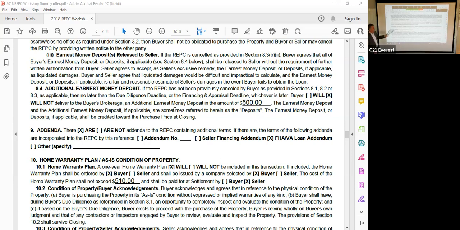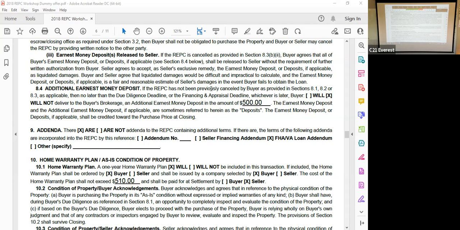But let's say that we had checked the box "will," and that we'd give an additional $500. At what point do we have to get that then? When is that additional earnest money due? No later than the due diligence deadline or the financing and appraisal deadline, whichever is later. Okay, good. So that additional earnest money has to be deposited by the due diligence deadline or finance and appraisal, whichever one is further out. So you have until the further out date of those two to deposit that additional earnest money, okay?